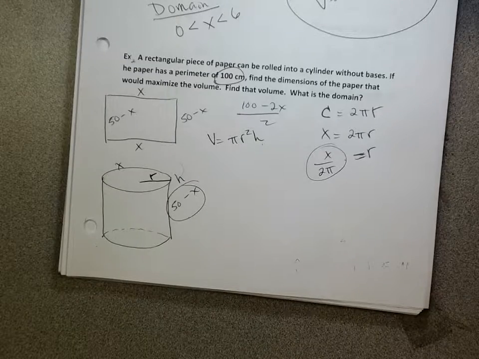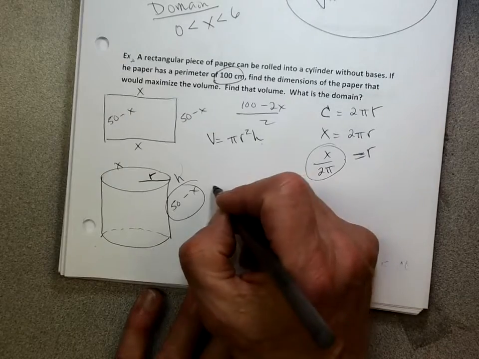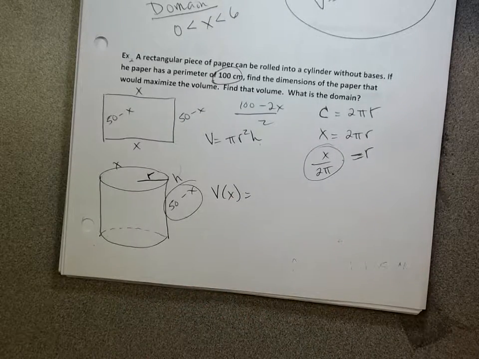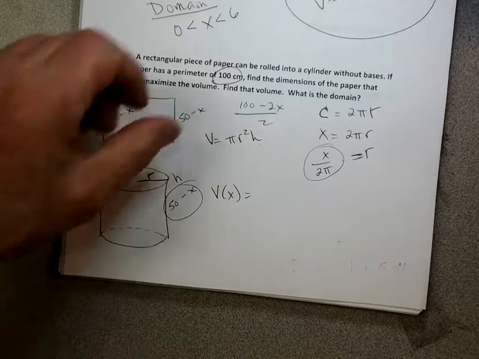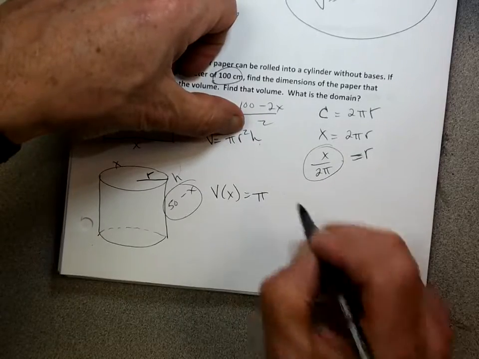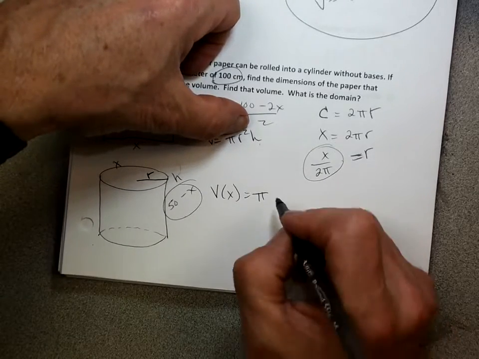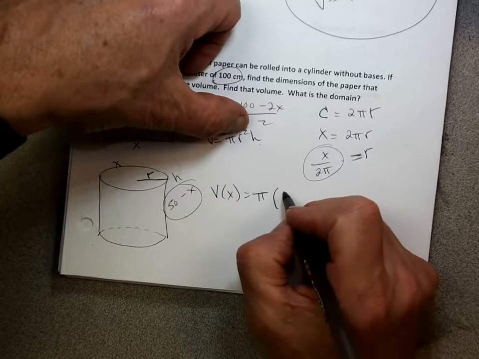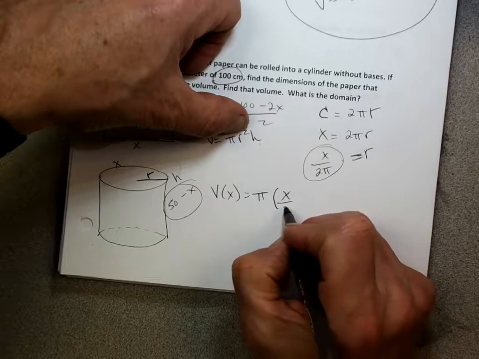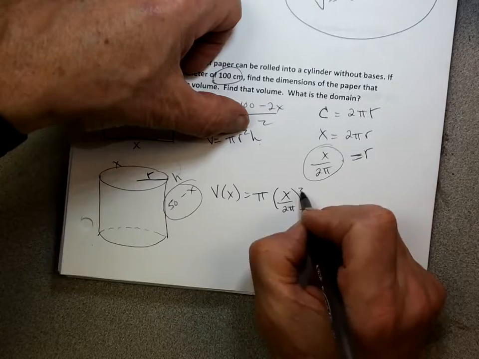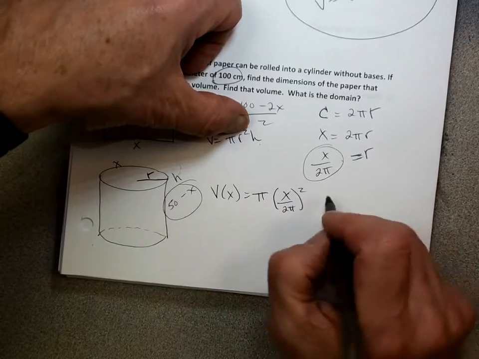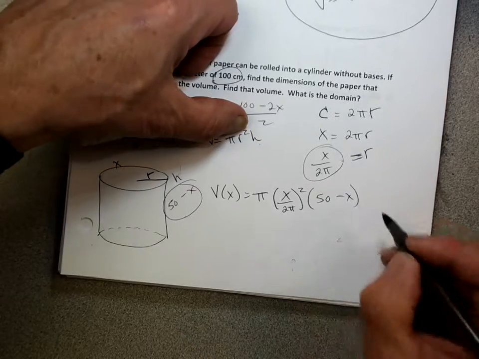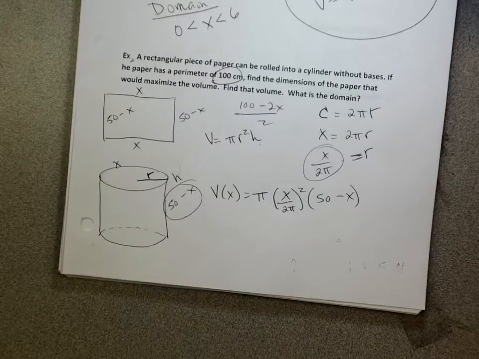Let's plug it in the formula, okay? So now I'm going to go V of x, volume with respect to x, because it is all in terms of x, is going to equal pi times the radius squared. The radius is x over 2 pi, squared, times the height, which is 50 minus x. Okay, now we could put this in our calculator.